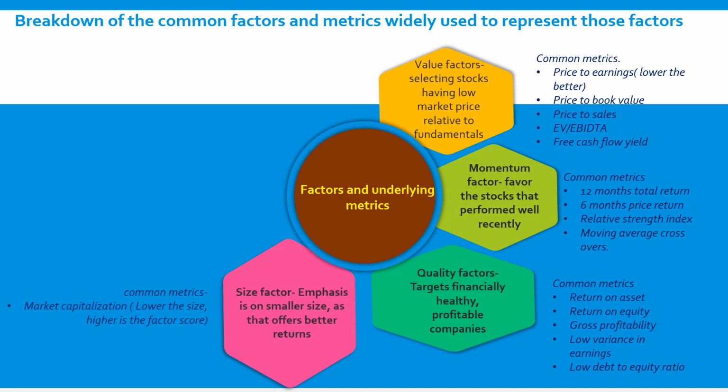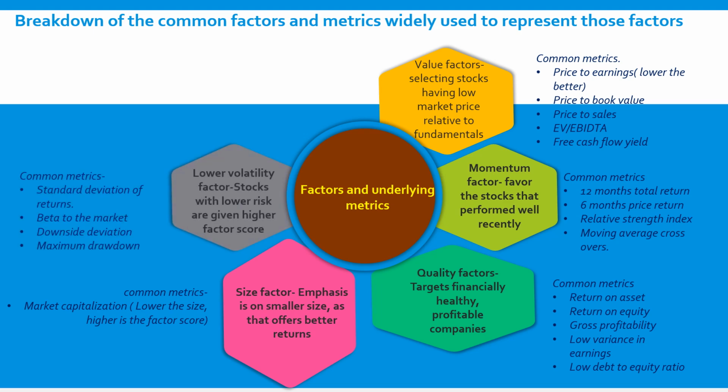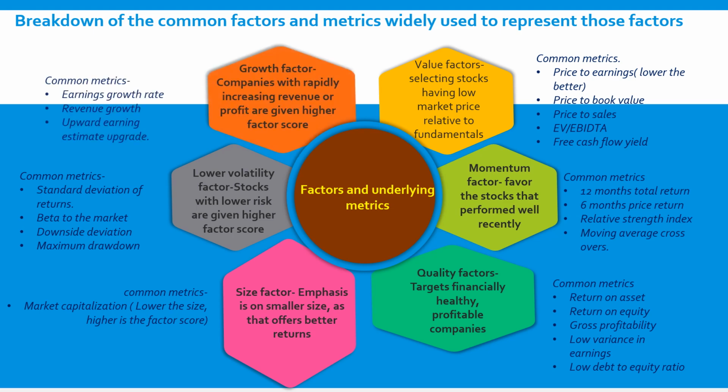Size factor: emphasis is on smaller size as that offers better returns. Common metrics: market capitalization; the lower the size, the higher the factor score. Lower volatility factor: stocks with lower risk are given a higher factor score. Common metrics: standard deviation of returns, beta to the market, downside deviation, maximum drawdown.